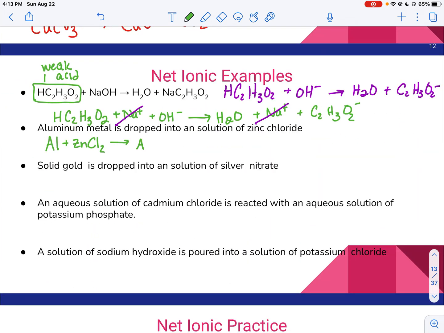So then aluminum plus zinc chloride. I'm going to balance this. You can either balance it now or at the end. Either one is fine. Some people are going to prefer one over the other. It just depends on when you want to do the work. So if I put a 3 here, 2, 2, 3, that should balance it.